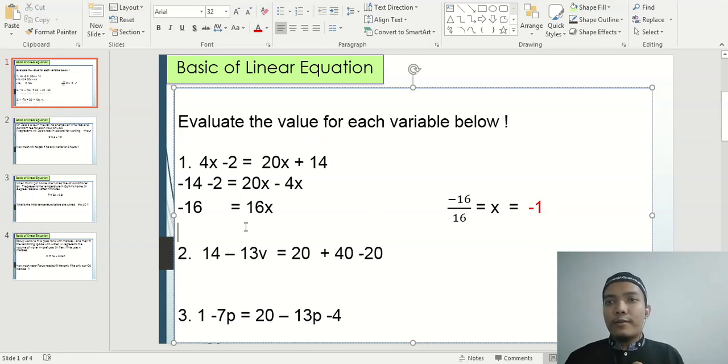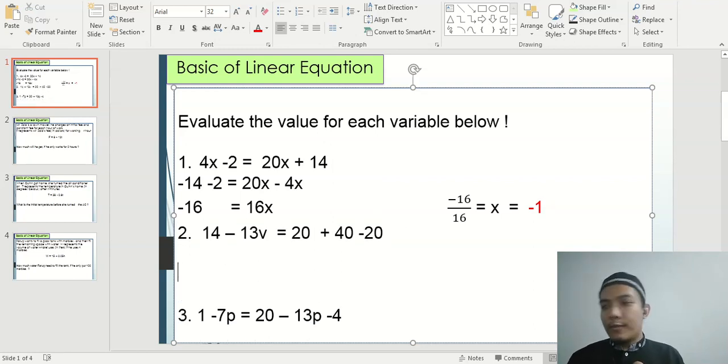Problem number 2, let's move on. If you do have questions, you may contact me directly. 14 minus 13p equals to 20 plus 40 minus 20. Again, because it can be solved easily. The right side of the equation, these are all numbers. There's no variables here. You can just simplify this right away. 20 plus 40 equals to 60. 60 minus 20 equals to 40.